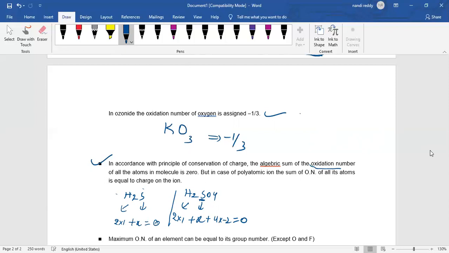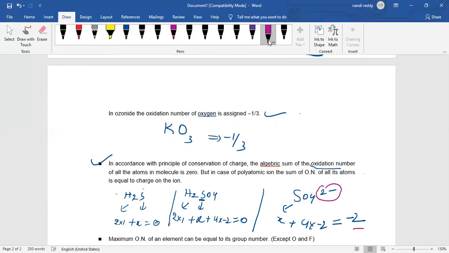equal to 0. The second rule is that in the case of a polyatomic ion, the sum of the oxidation numbers of all its atoms is equal to the charge on the ion. For example, the sulfate ion. You take sulfur, which you don't know, X, plus oxygen 4 into -2, because oxygen is generally -2, equal to whatever charge is there. That is the meaning of the second statement. Whatever charge the ion contains, we need to equate to that. This is -2, that's why I'm taking -2 here. If there is a positive charge, you can take the positive charge also.